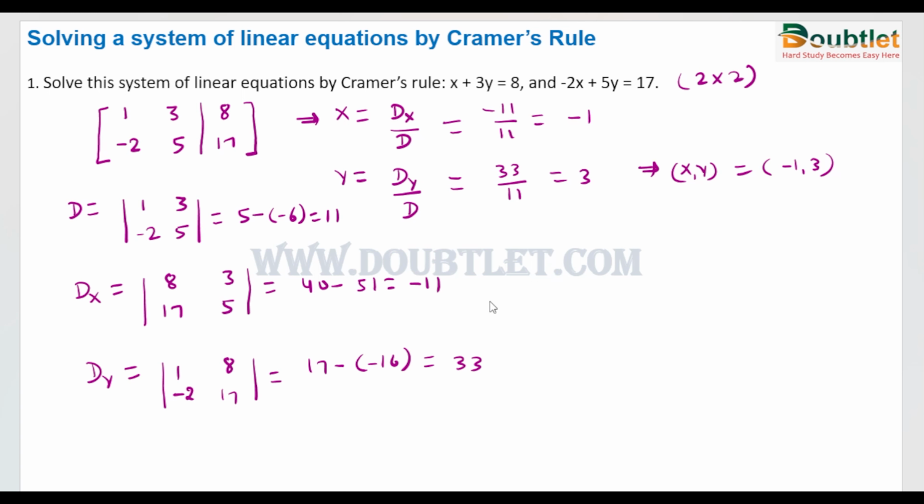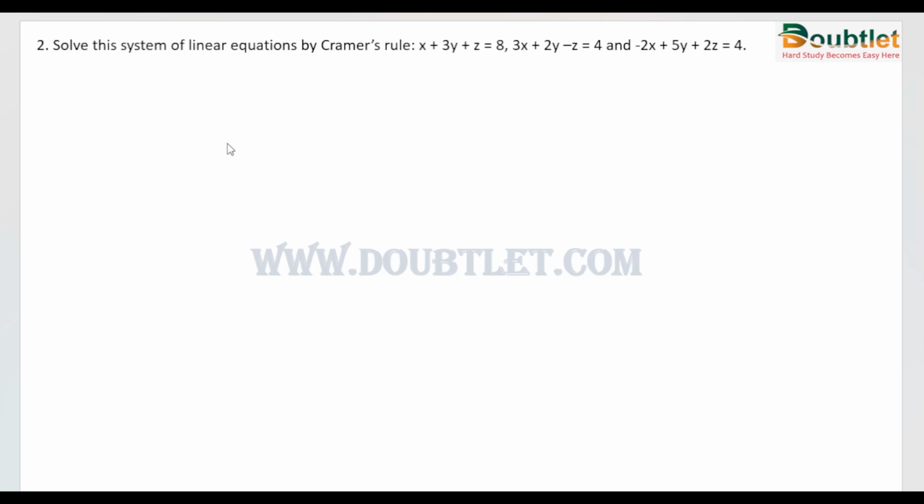Now we will solve another example for 3 cross 3. So it is a 3 cross 3 system of linear equations because there are three variables, x, y and z. Now we will use the same formula here also, that is x is dx divided by d, y is dy divided by d, and z is dz divided by d. So we will use the same method that we have used in the 2 cross 2 system.